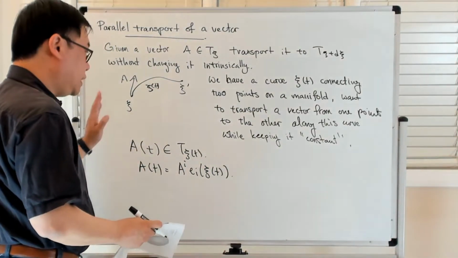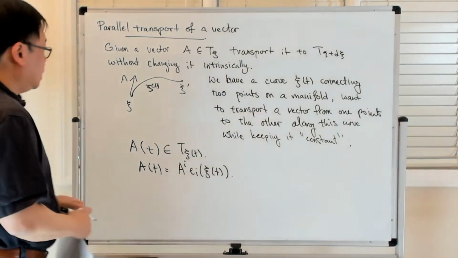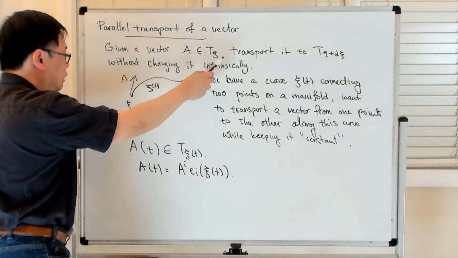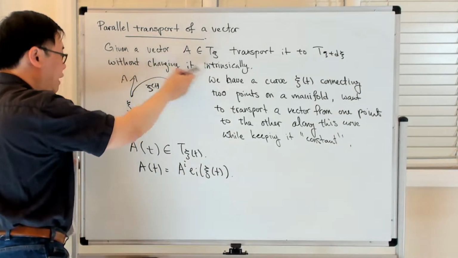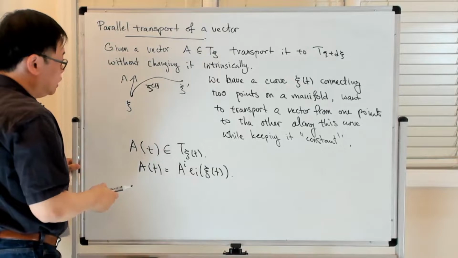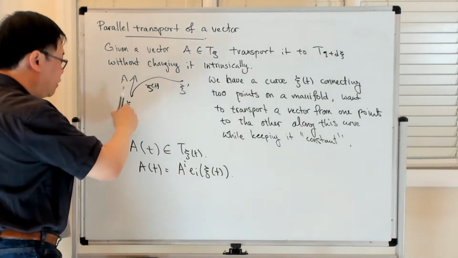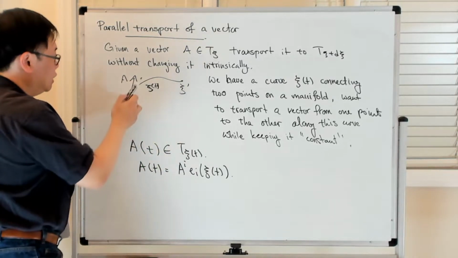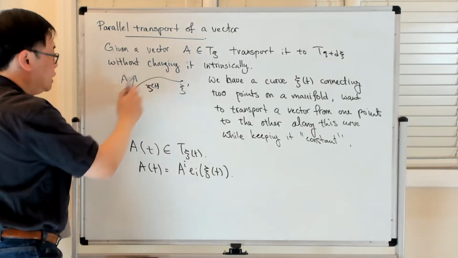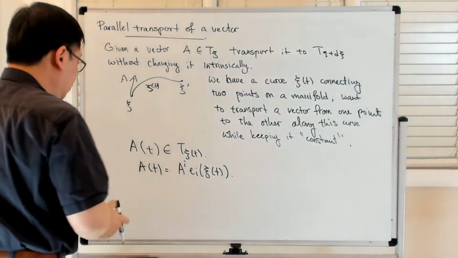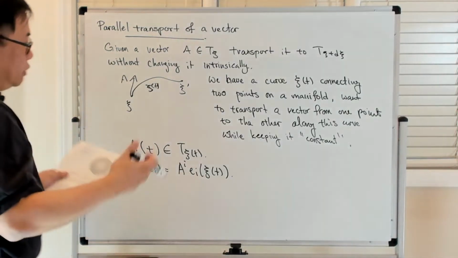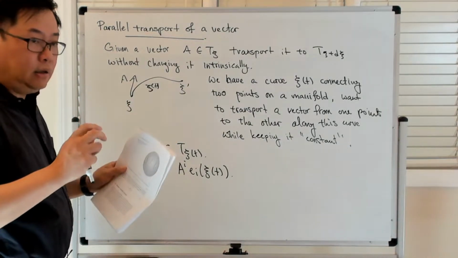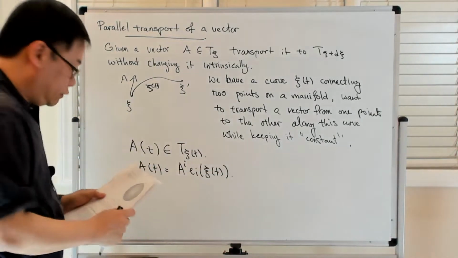So what does it mean? For it to be constant, this assignment of this vector at every point along this curve is going to be such that when I take the covariant derivative of this A in the direction of the curve, it should vanish. So that's the natural notion of what it means to be constant, if you will, along the direction of the curve. Okay.